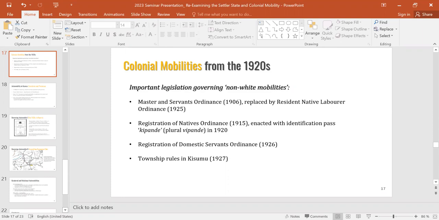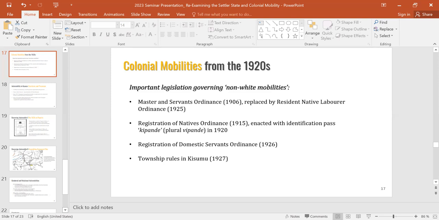Secondly, in 1920, we spoke about this already, Northey enacted the Registration of Natives Ordinance of 1915, based on the Kipande, which constrained the workers' freedom of mobility decisively. Any African leaving employment without proper notice could now be identified by the passbook that he was required to carry.